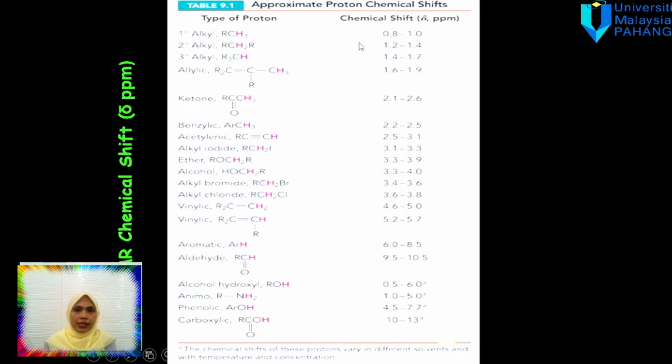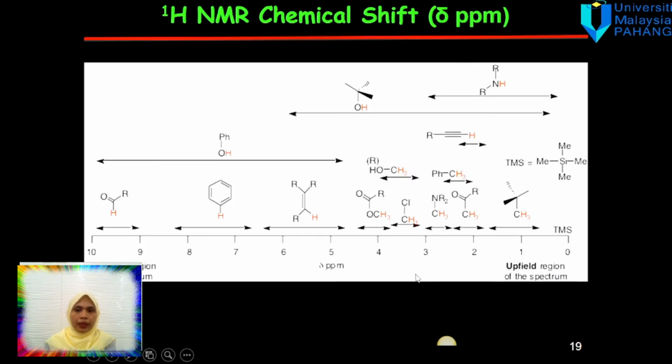This is the fixed chemical shift for certain protons, which are saturated, followed by the unsaturated and the ones attached to an electronegative atom. We can see the trend: when it becomes unsaturated, the chemical shift number increases, and when attached to an electronegative atom it also becomes bigger. This is the trend we can see in the scale.